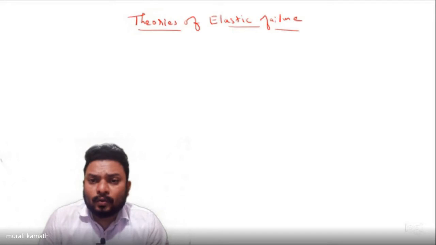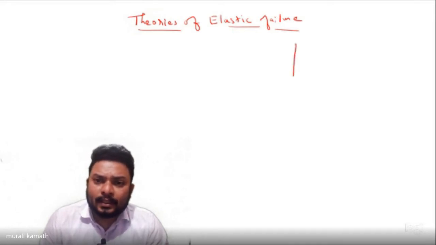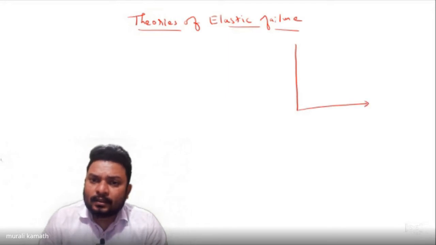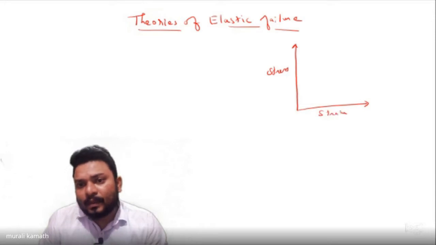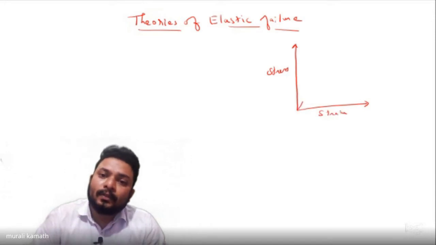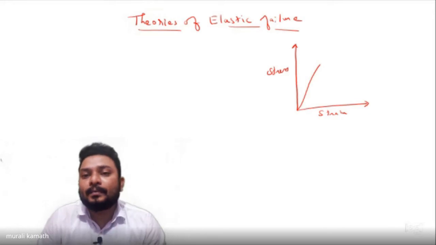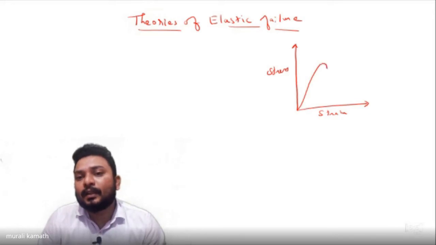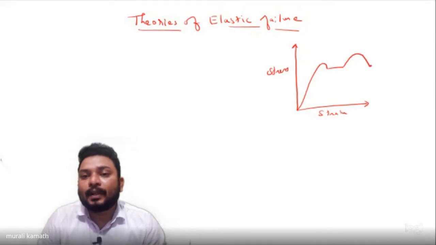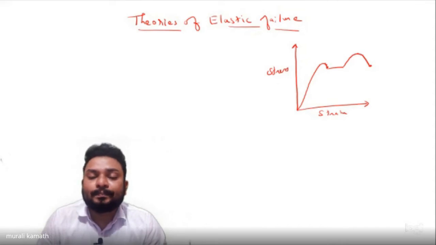Before that, as you know, this is my stress, this is strain, right? When we draw the curve for, let's say, mild steel, this is our fracture point, right? Here our yield point is there, the lower yield point, and this is our ultimate point. This is the plastic region.